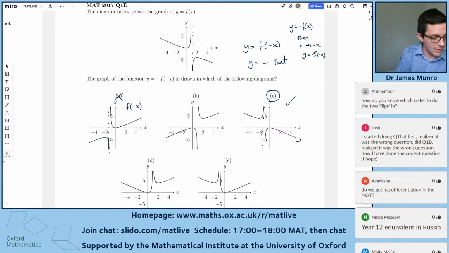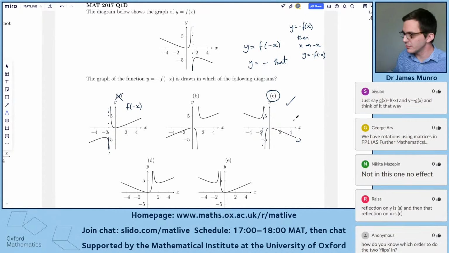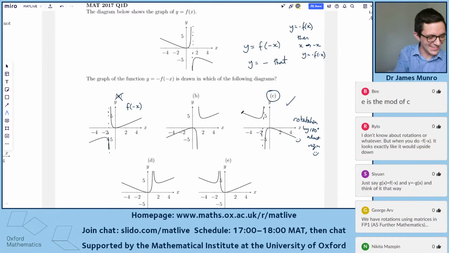In fact, people in chat have been telling me that this is in fact a rotation by 180 degrees about the origin. And that's true. I'm not sure if you needed to know that to do the question, but if you did know that, that's how you build a rotation by 180 degrees around the origin, then nice. You can spin it round, right round, like a record, and you get this on the other side. Good. People are guessing what the other ones are, which I like.